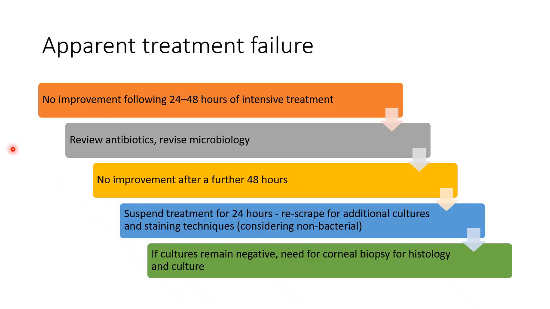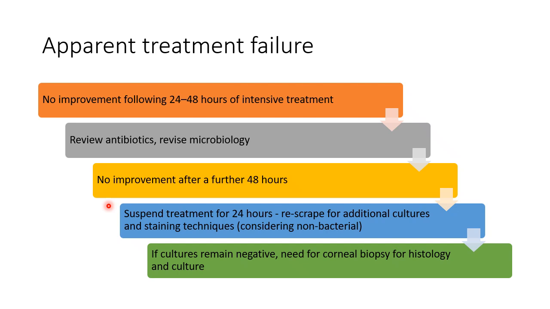Now, what happens if there is apparent treatment failure? First of all, what is apparent treatment failure? No improvement following 24 to 48 hours of intensive treatment. Intensive treatment means you're putting the eye drops hourly, day and night. No improvement in 24 to 48 hours. What do you do? You review the antibiotics, change the antibiotic. If you want, you can even revise the microbiology, redo the scraping and the plating, and send to the lab for a revision. Still no improvement after a further 48 hours. What do you do? You suspend treatment for 24 hours.